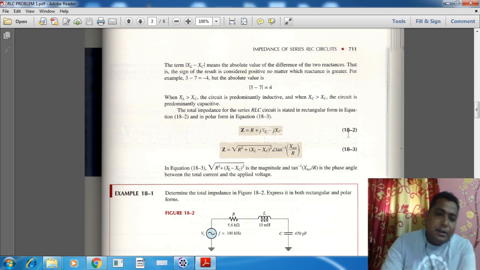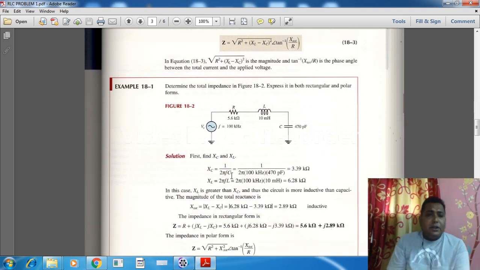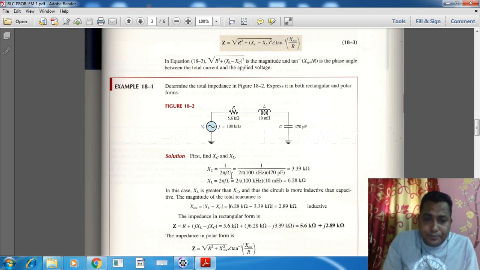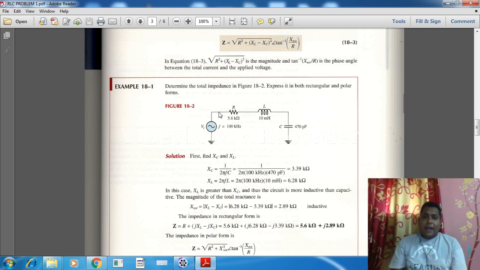So coming to problem number 1. What is the statement of the problem? Determine the total impedance in figure 18 and express it in both rectangular and polar forms. So first of all, we have to find out the total impedance, and we have to express it in rectangular form and polar form. We have discussed this in the previous classes, in the theory part of this session, where we discussed what the rectangular form is and what the polar form is.